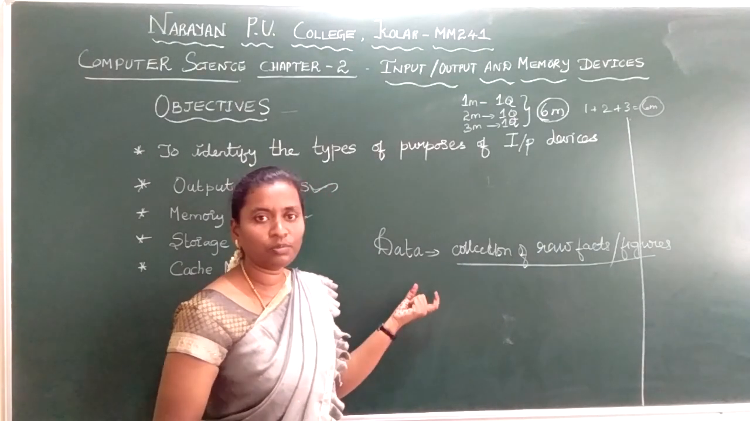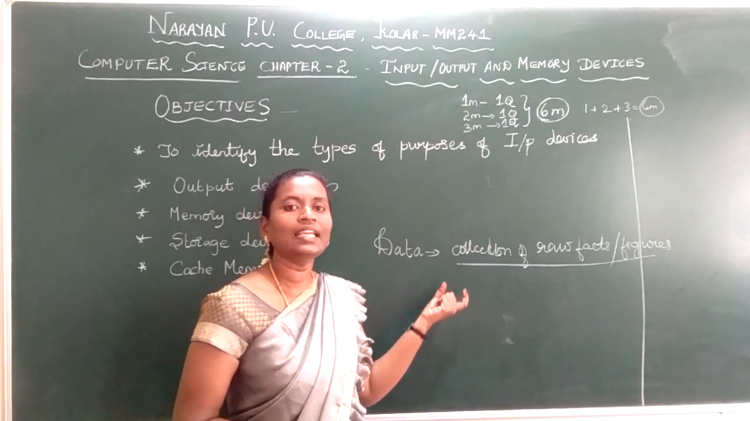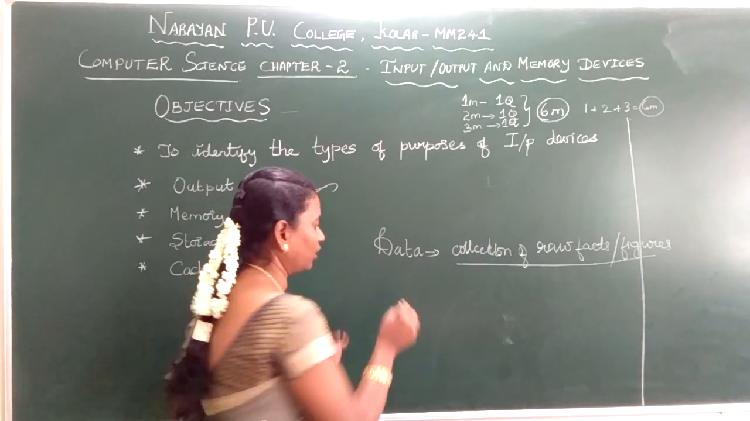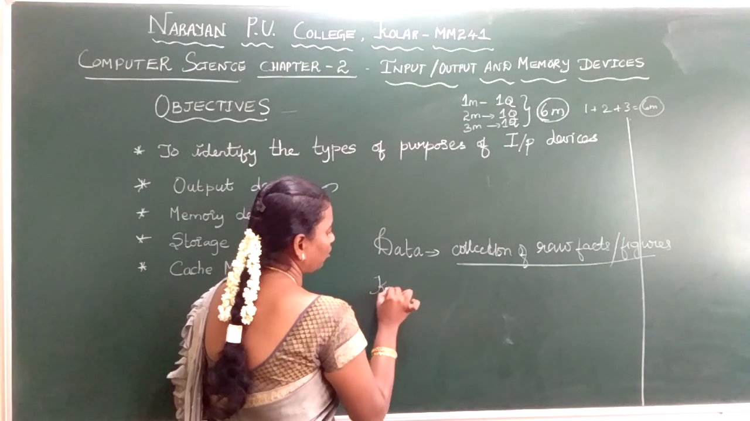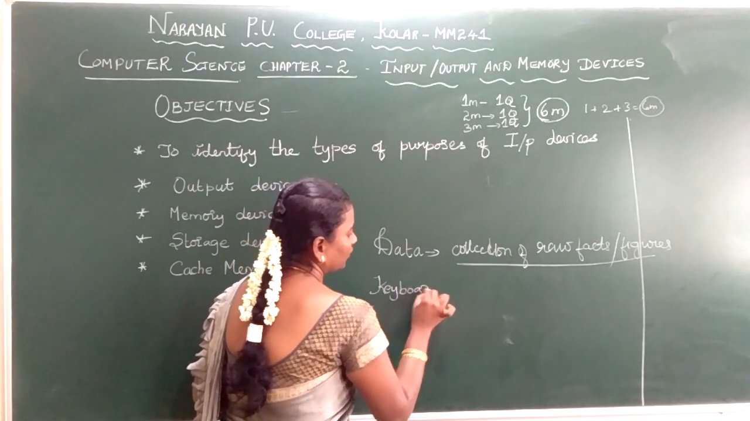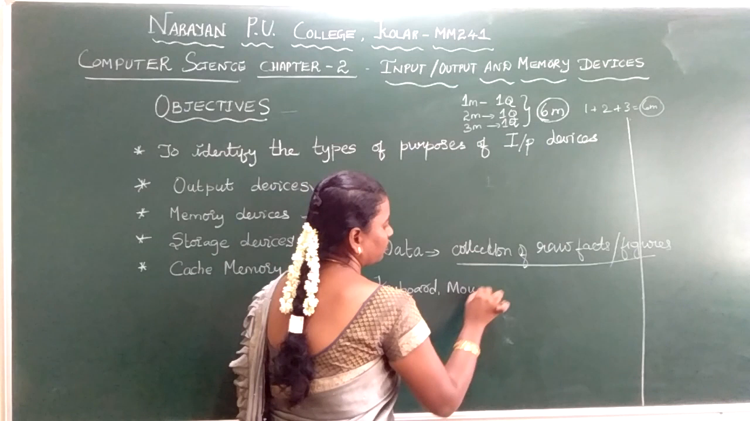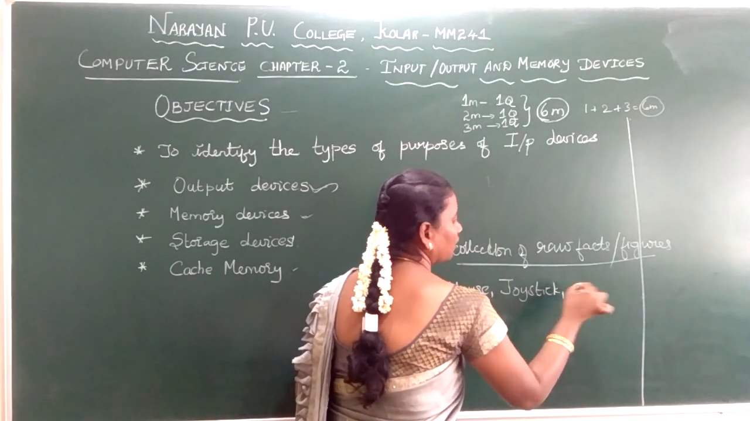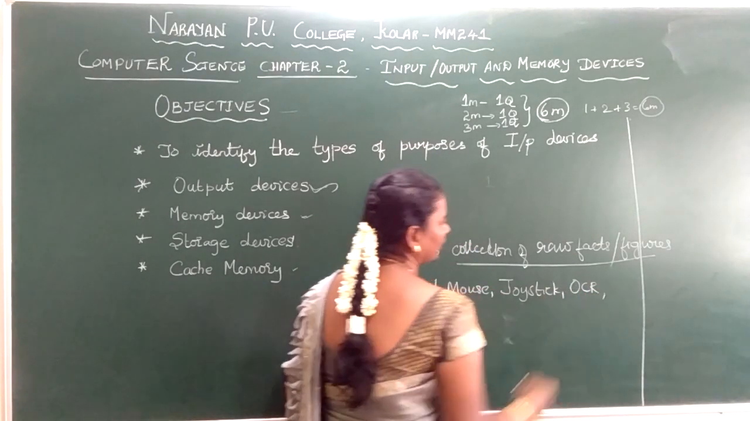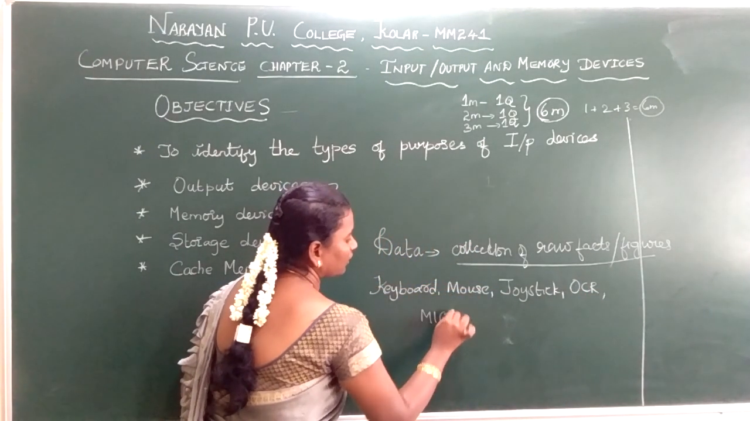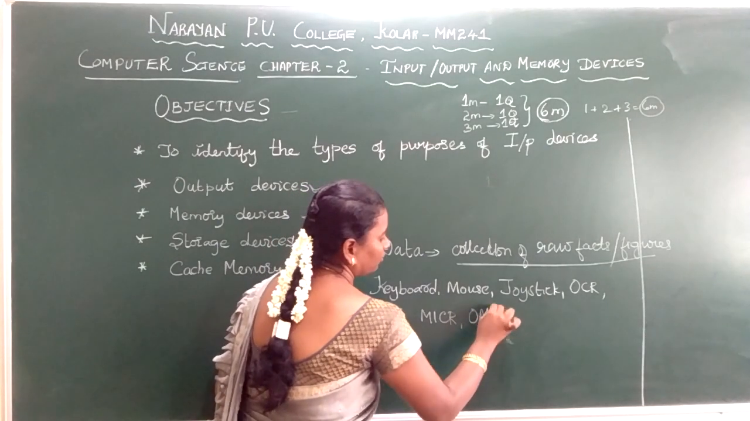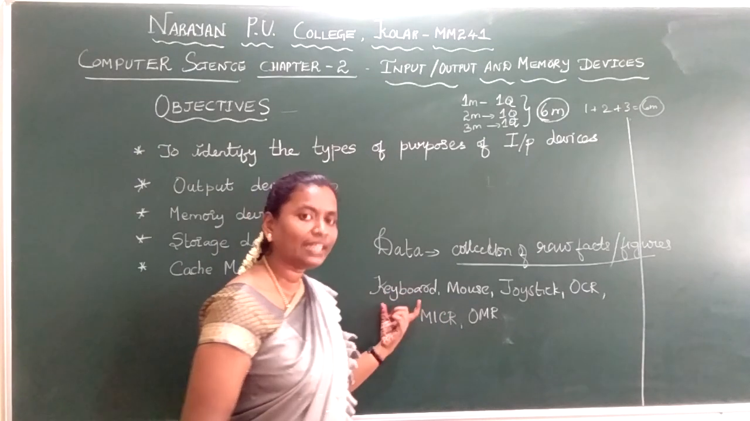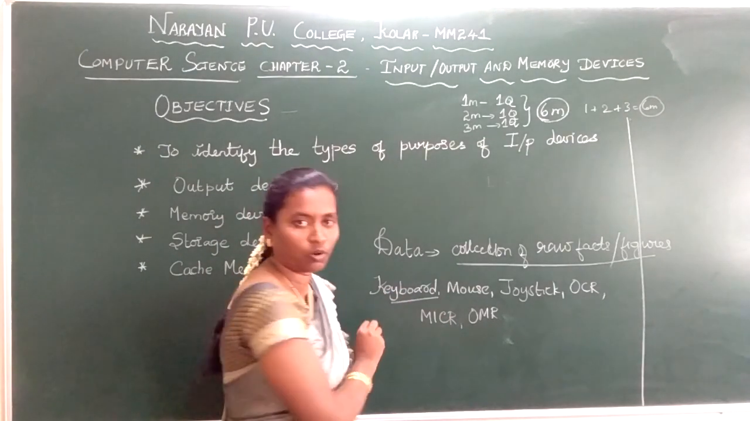So I need an input device to feed the data inside the computer. One of the widely used input devices is a keyboard. What are the input devices? Keyboard, mouse, joystick. We have OCR, optical character reader or recognizer, MICR, and OMR. We have n number of input devices. The most widely used input device to feed the data into a computer is your keyboard.